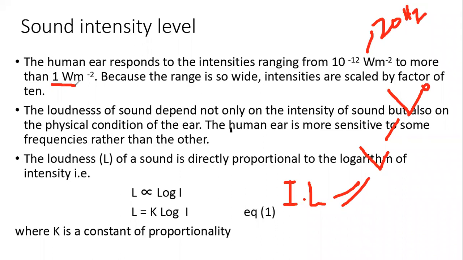The loudness of sound depends not only on the intensity of sound, but also on the physical condition of the air. The human ear is more sensitive to some frequencies than others. Loudness of a sound is directly proportional to the logarithm of intensity. That is, L is directly proportional to log I. L is equal to K log I, where K is the constant of proportionality.